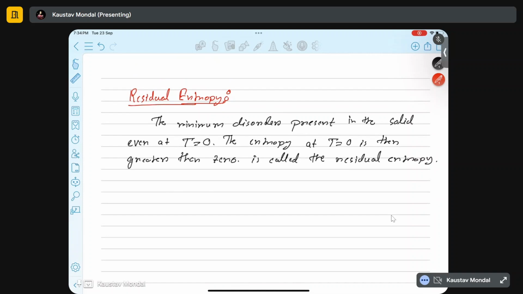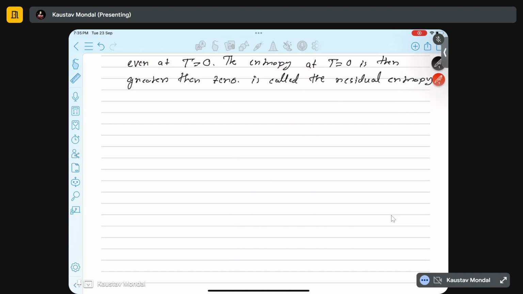Now, how is the origin of residual entropy coming? Okay, so the concept of residual entropy is coming. Let me take an example by which I can explain. So the origin of residual entropy. So here what happens?